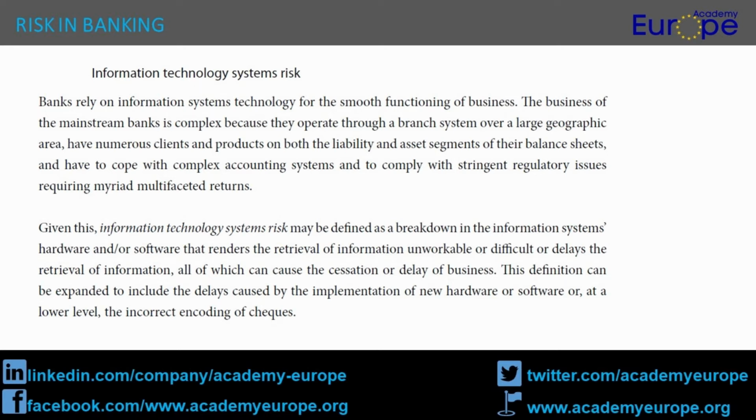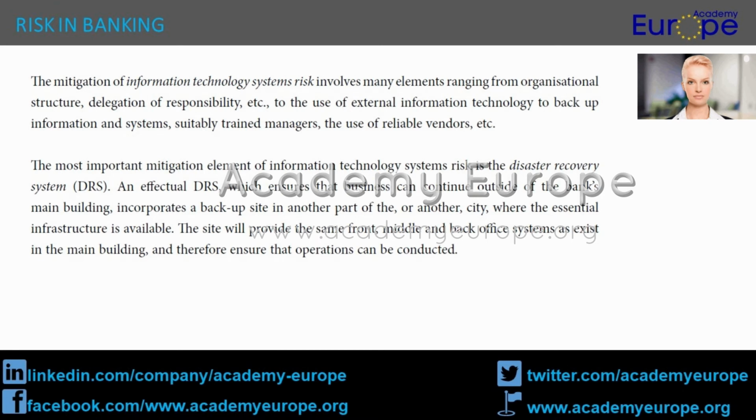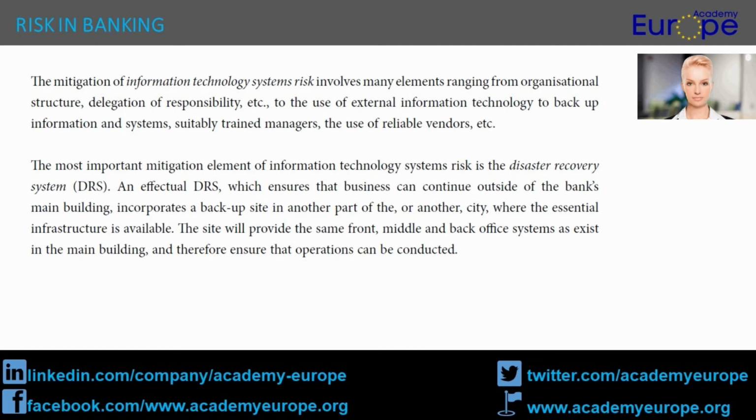This definition can be expanded to include the delays caused by the implementation of new hardware or software or, at a lower level, the incorrect encoding of checks. The mitigation of information technology systems risk involves many elements ranging from organizational structure, delegation of responsibility, etc., to the use of external information technology to back up information and systems, suitably trained managers, the use of reliable vendors, etc.